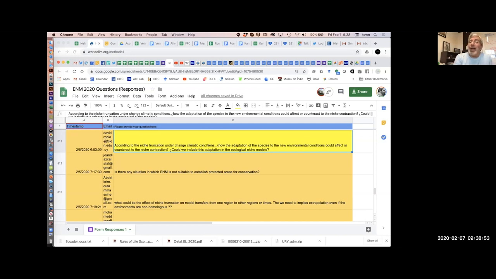I just want to emphasize to the trainees that you need to be certain to keep the terminology correct and distinguish between niches and things that are manifested in environmental space versus distributions and things that are manifested in geographic space. Now, can we include this adaptation in the niche models? Well, yeah. You can go into environmental space and experimentally modify which environments are classified as suitable versus unsuitable. It's not something that is prepackaged and easy to do, but you can do it.